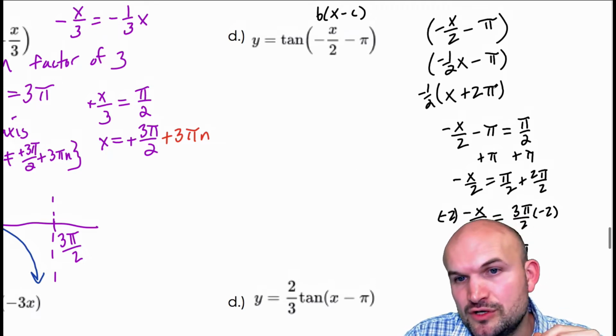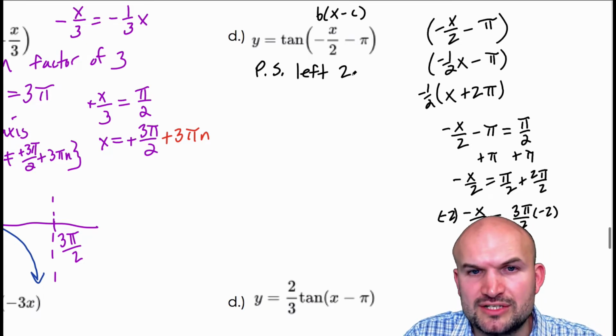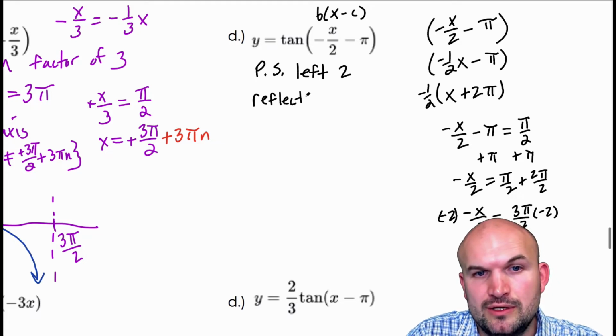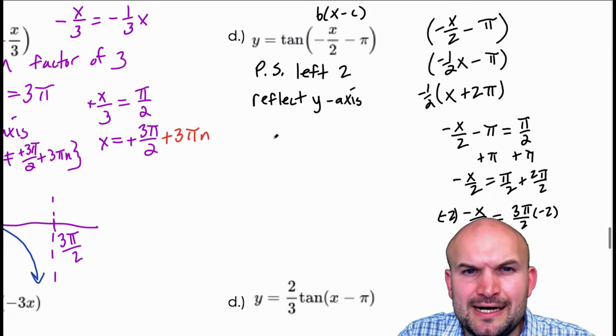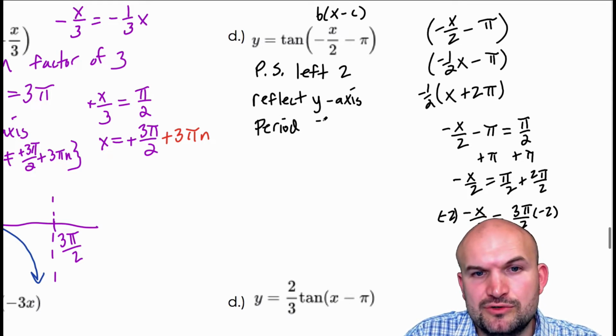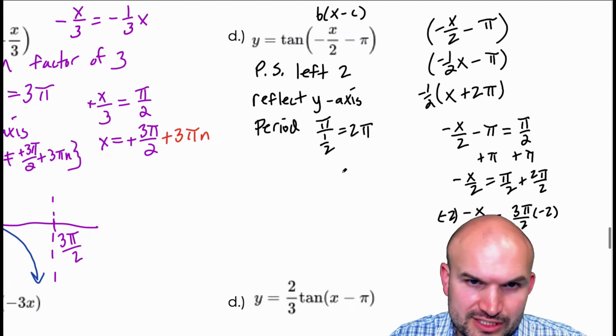As far as my phase shift goes, this is what we talked about. The easiest thing to do is factor this out so we can see that the graph is going left too. We also see that there is a reflection about the y-axis, so we can say reflect about the y-axis. All right. And then our period. Our period is just going to be pi divided by 1/2, which is just equal to 2 pi. So let's take a look at this graph.